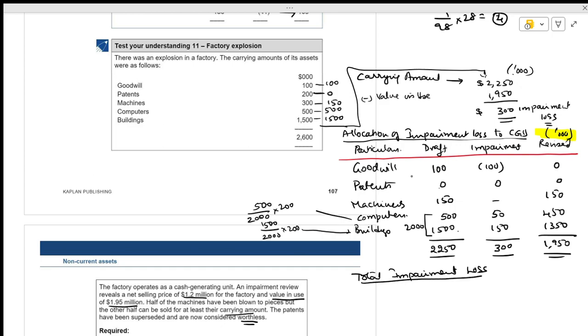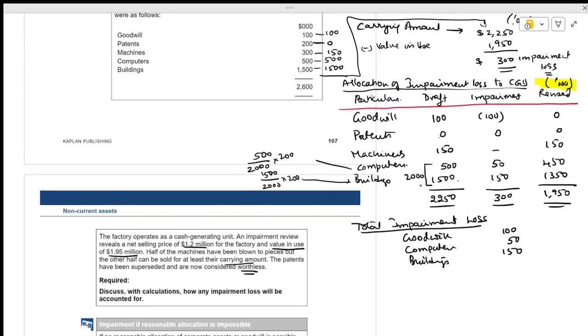How much is there? Goodwill is 100. Computers are 50. Buildings are 150. Patents are 200. Machines are 150.